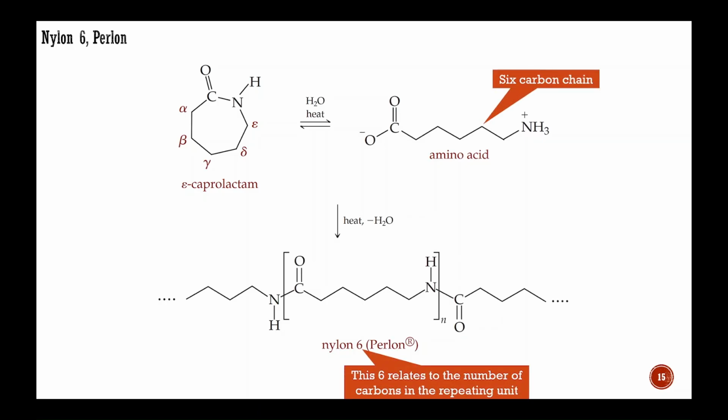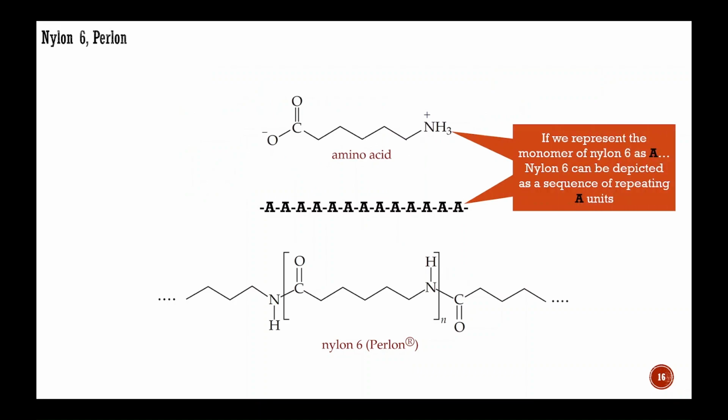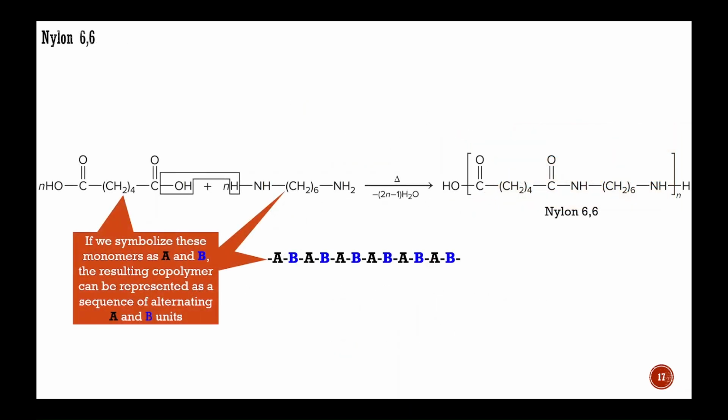Note that we use a single-digit notation here because nylon 6 is a polymer composed of only one monomer, which contains 6 carbon atoms. If we represent the monomer of nylon 6 as A, the corresponding polymer can be depicted as a sequence of repeating A units, since all repeating units in the polymer are identical. Nylon 6,6, on the other hand, is a polymer composed of 2 different monomers. If we symbolize these monomers as A and B, the resulting copolymer can be represented as a sequence of alternating A and B units, as shown below.